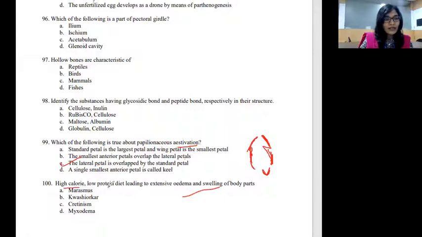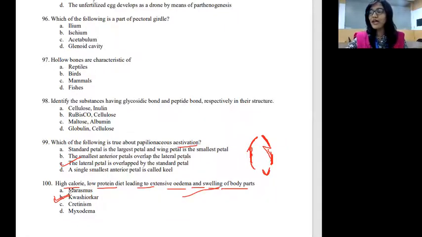Okay. High calorie, low protein diet leading to extensive edema and swelling of the body. Will this happen in marasmus or in kwashiorkor? This will happen in kwashiorkor conditions. Now, what's the difference between marasmus and kwashiorkor? Marasmus takes place in kids only. Kwashiorkor also takes place in kids, but there's a difference in the age groups. In marasmus, small kids are less than 1 year. In kwashiorkor, they are older than that. That's the main difference.